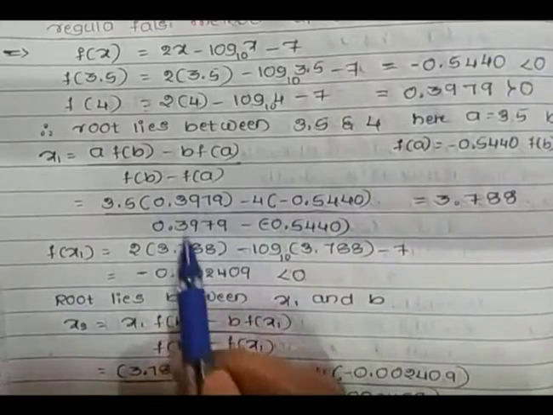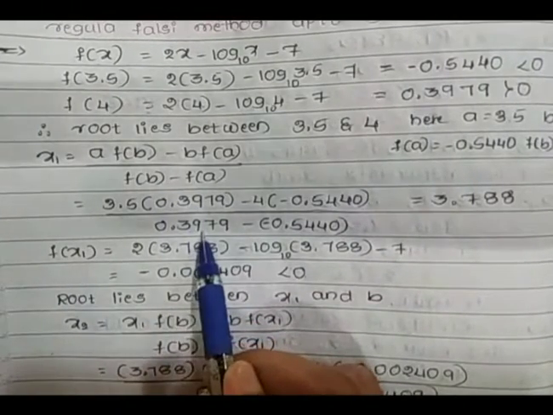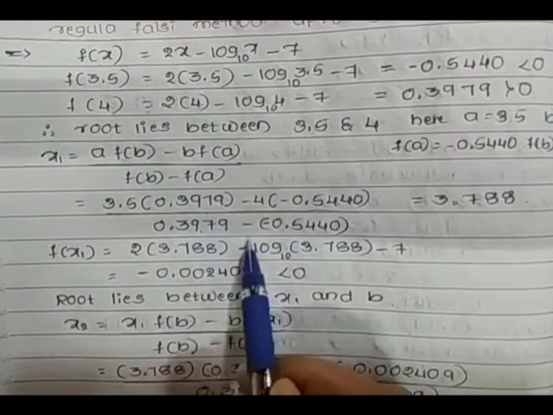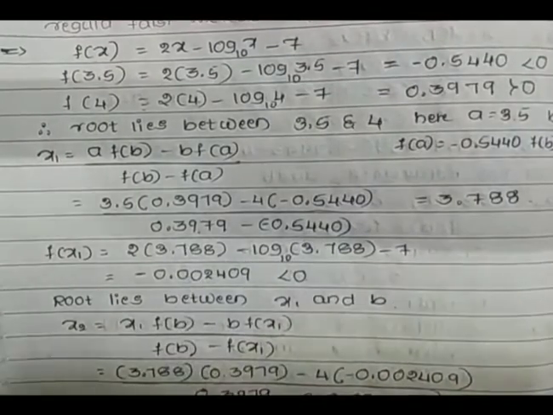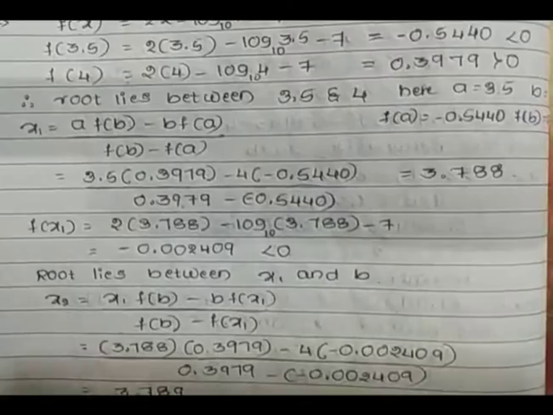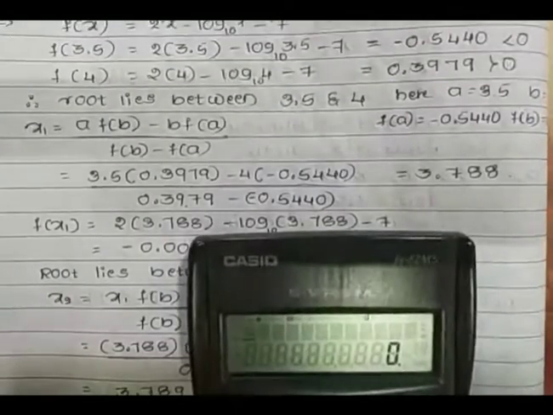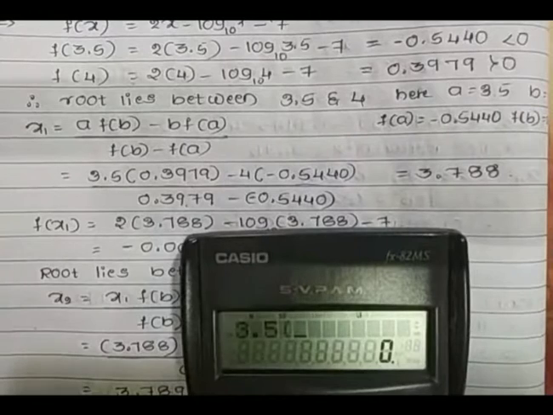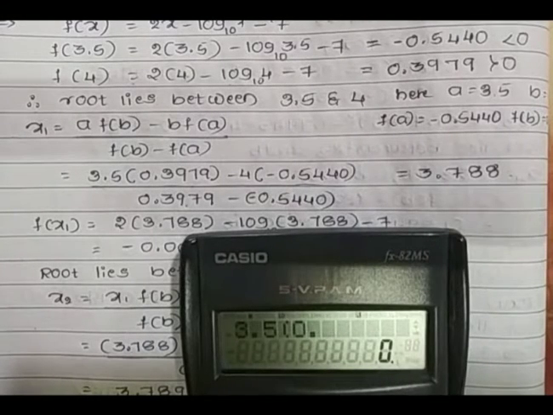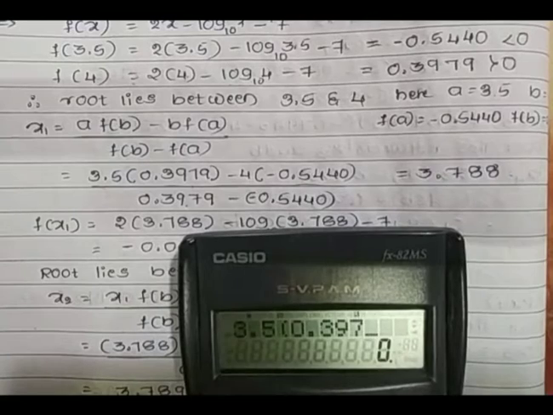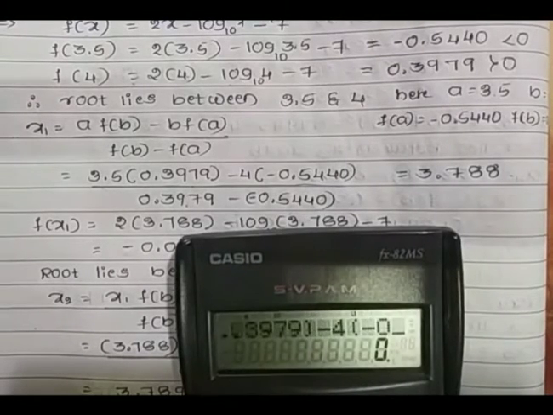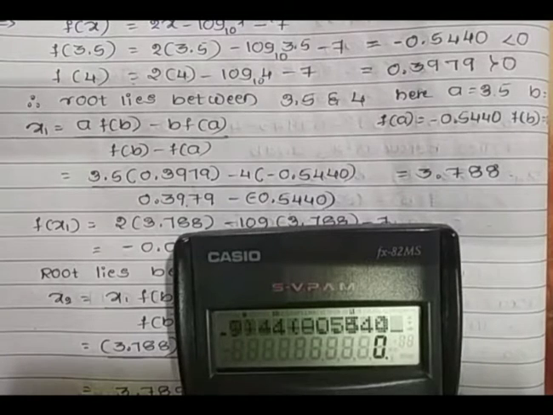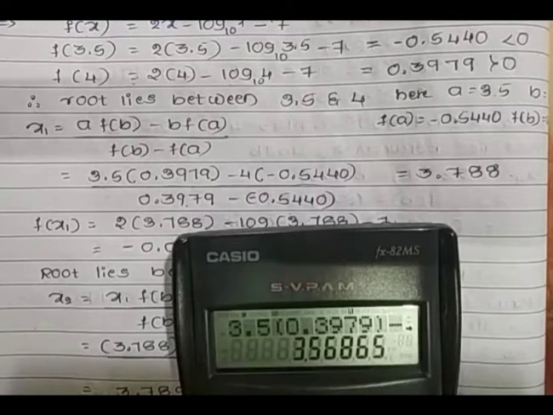whatever we write in the bracket, those terms we need to repeat here in the denominator. That is 0.3979 minus, here it is minus of 0.5440. Then next, again using the calculator, we need to simplify this one. So what we have here in the numerator: 3.5 in bracket 0.3979, complete the bracket, minus 4 into bracket. Again in bracket we have minus of 0.5440. Complete the bracket.